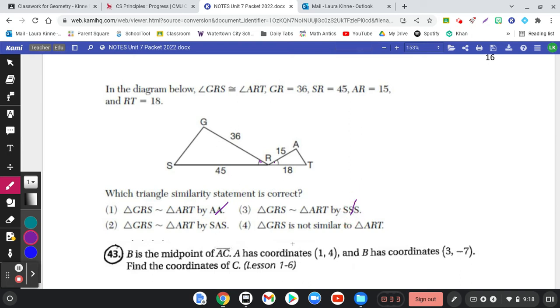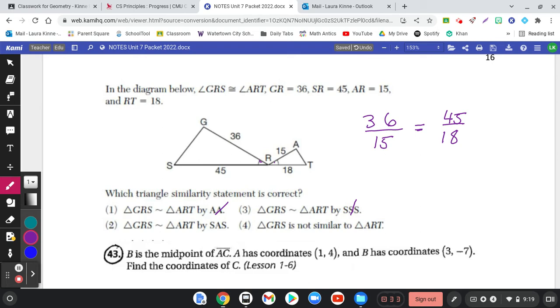It's not side. So it's either going to be similar by side, angle, side, or they're not. Well, we already have the angle. Now we need to figure out if the sides are proportional. So I'm going to do 36 over 15, and I want to see if that's the same as 45 over 18. So 36 over its corresponding side and 45 over its corresponding side.